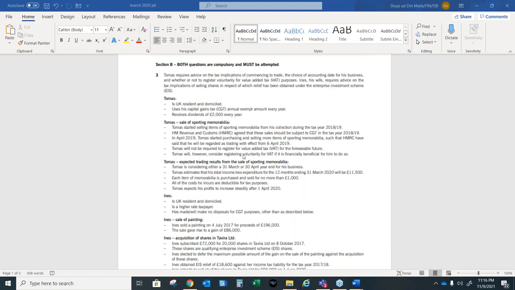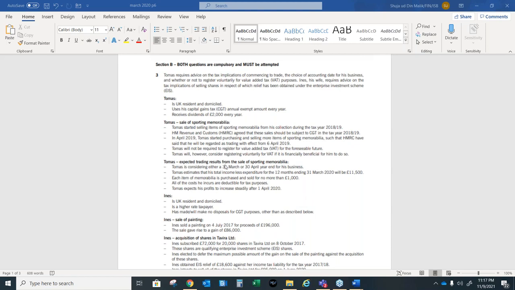Thomas will, however, consider registering voluntarily for VAT if financially beneficial for him to do so. So you are going to register for VAT. The biggest consideration here is, are you dealing with the people who are VAT registered or not? Because the impact will be on the recovery of the input VAT. If you are trading with the VAT registered persons, then only you could recover your input VAT. Other than that, it will be very difficult and it won't yield any benefit financially.